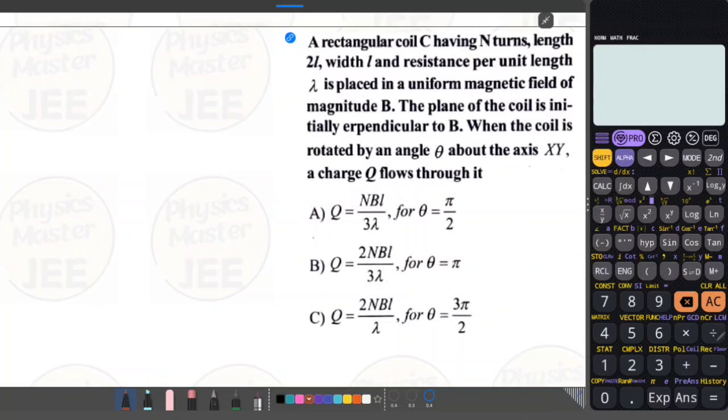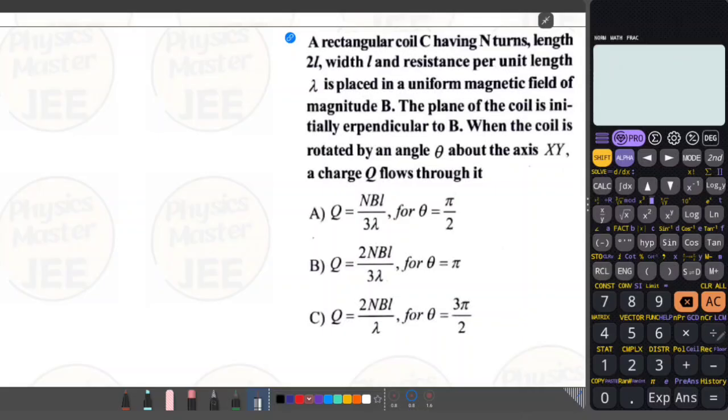Next one. A rectangular coil C having n turns, length 2L, width L, and resistance per unit length lambda is placed in a uniform magnetic field of magnitude B. The plane of the coil initially is perpendicular to the field. If the plane is perpendicular, the area is parallel. The plane of the coil is initially perpendicular to B. When the coil is rotated by an angle theta about the axis XY, a charge Q flows through it. Right? A charge Q flows through it.